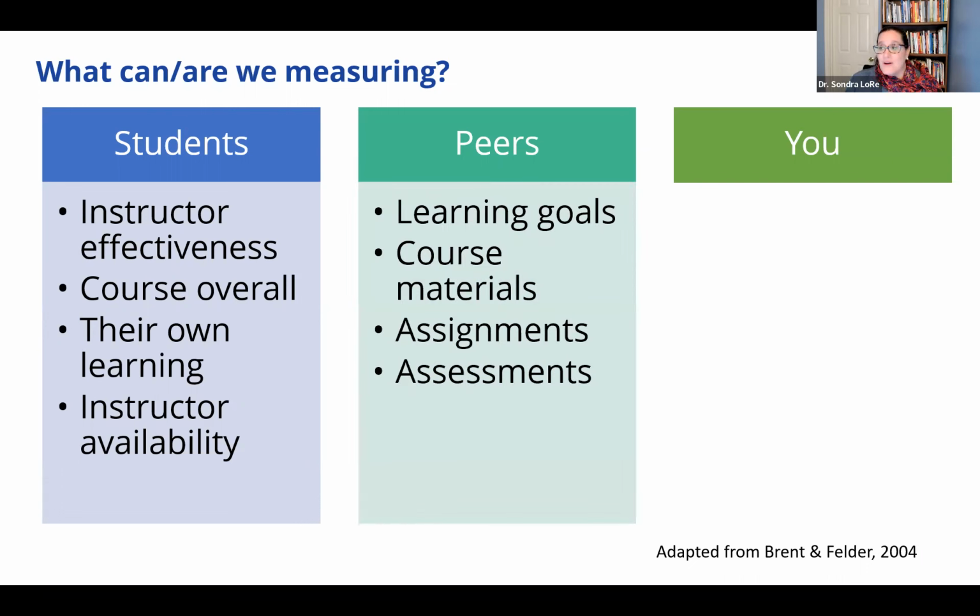We can collect from our peers information about the learning goals for our course. Are they in alignment with articulation and course sequence? We can gather information from our peers about our course materials, again, alignment and support, assessments, assignments. Are we working collaboratively with our peers to support students?